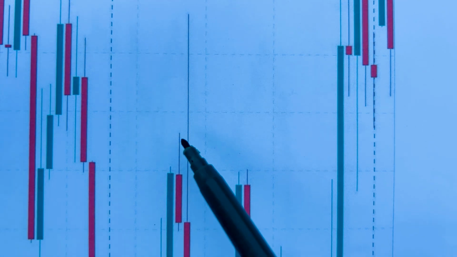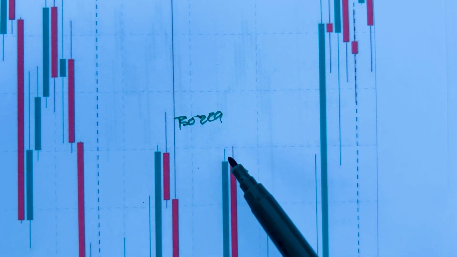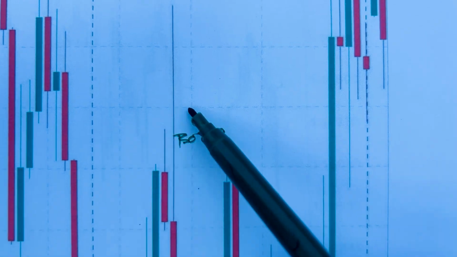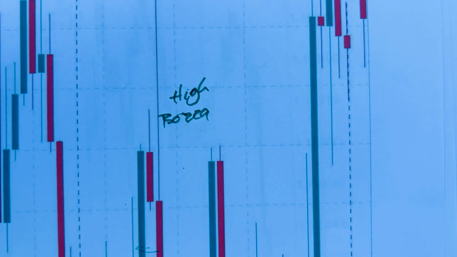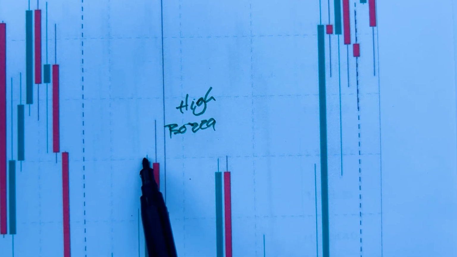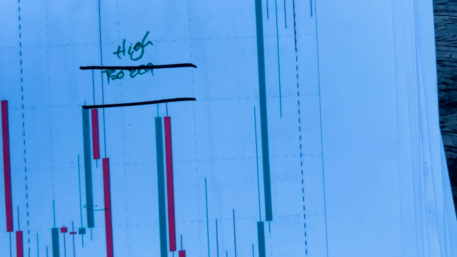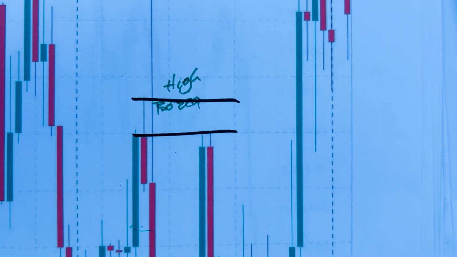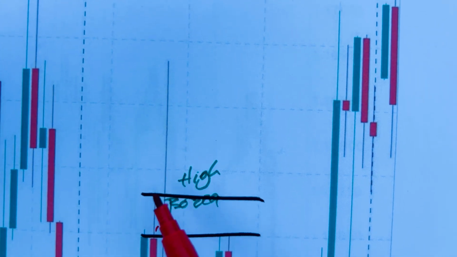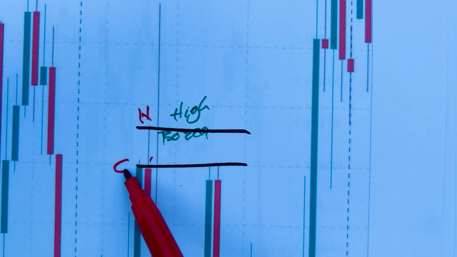This is our zone. Let's name this zone Bozza, high Bozza. When we mark the zone here, this zone forms our resistance. This is our resistance zone, and this is our high zone area. This is our structure level. This structure is formed by what? It's formed by the high price of this candlestick. This candlestick has a high price and a close price.